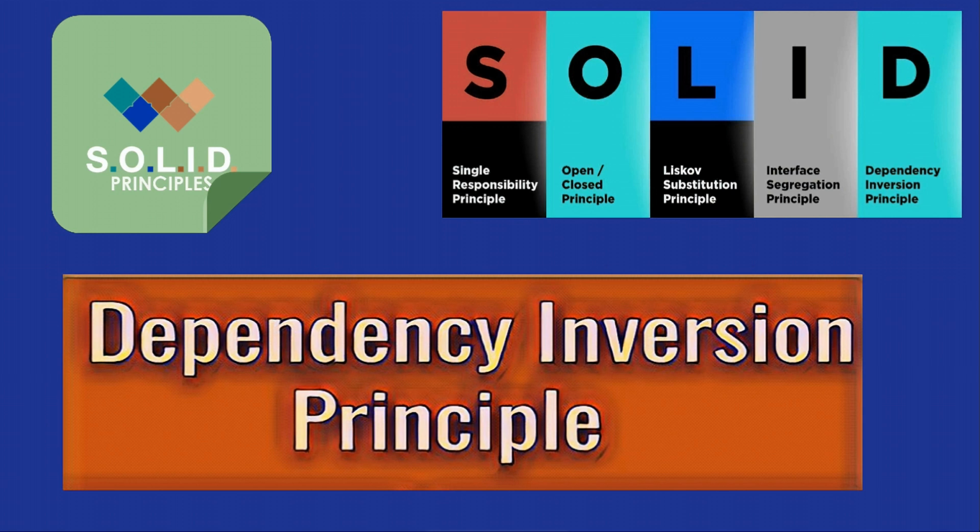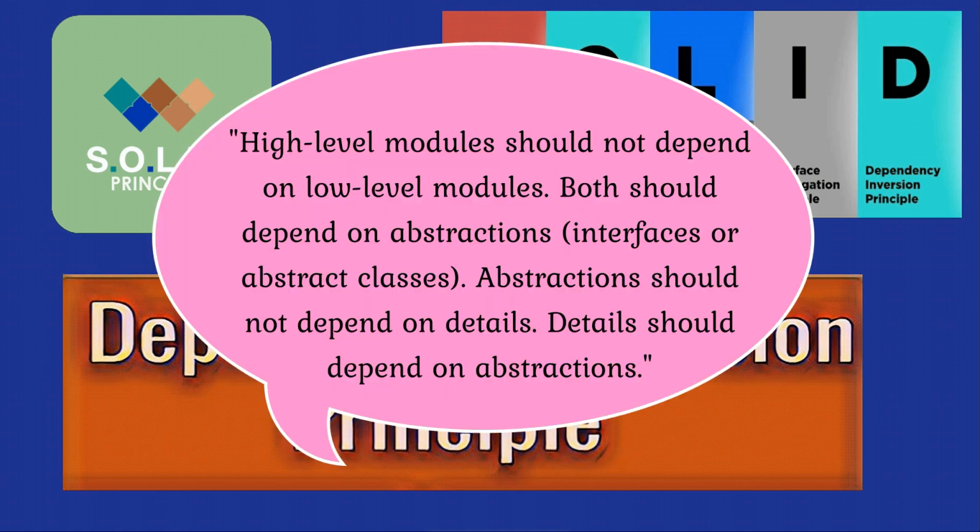Let's get started. What is the dependency inversion principle? It is one of the 5 SOLID principles of object-oriented programming, designed to improve the design and maintainability of software systems. What does the principle state? The principle states that high-level modules should not depend on low-level modules. Both should depend on abstractions. Abstractions should not depend on details, but details should depend on abstractions.